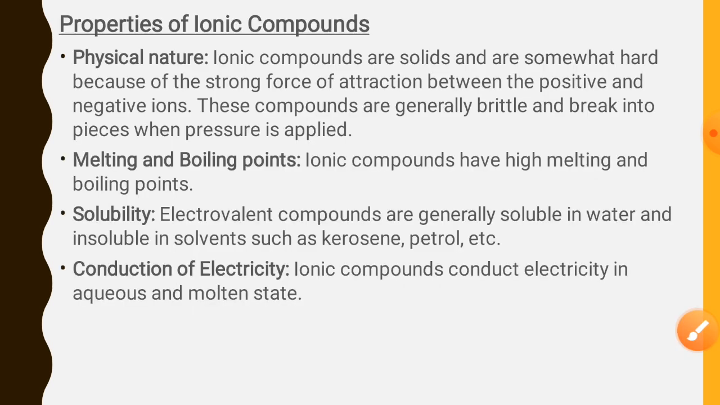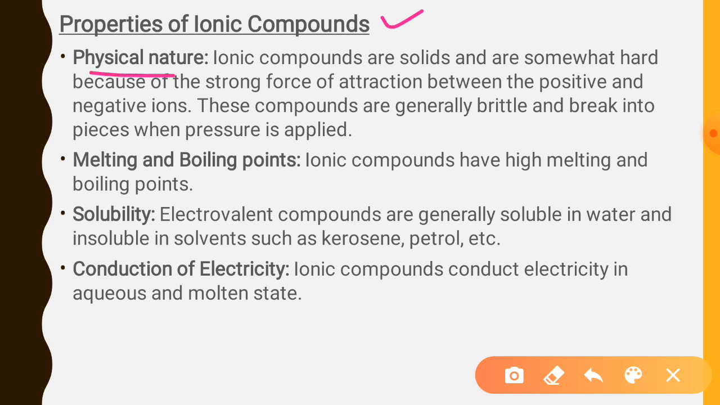Now we will discuss the last thing, that is the properties of ionic compounds. First of all, let's understand their physical nature. These ionic compounds are found in the solid state. They are hard, but when you apply some pressure or force on them, they will break into pieces. They are brittle in nature.